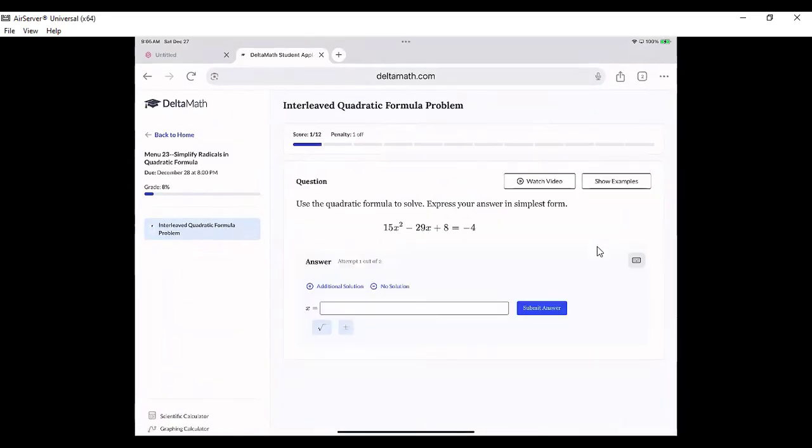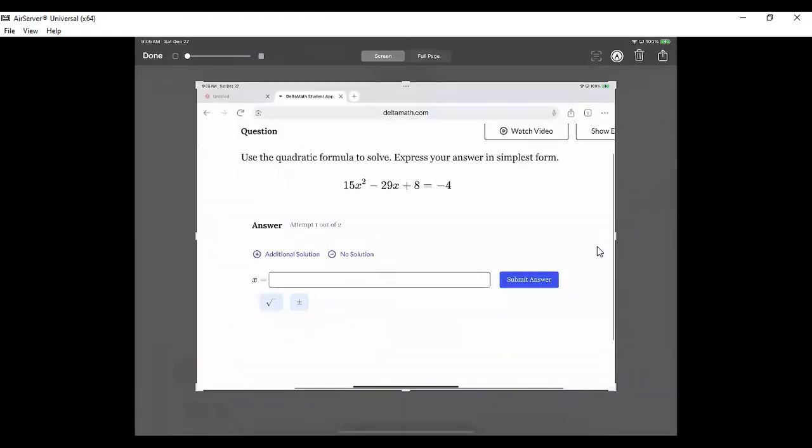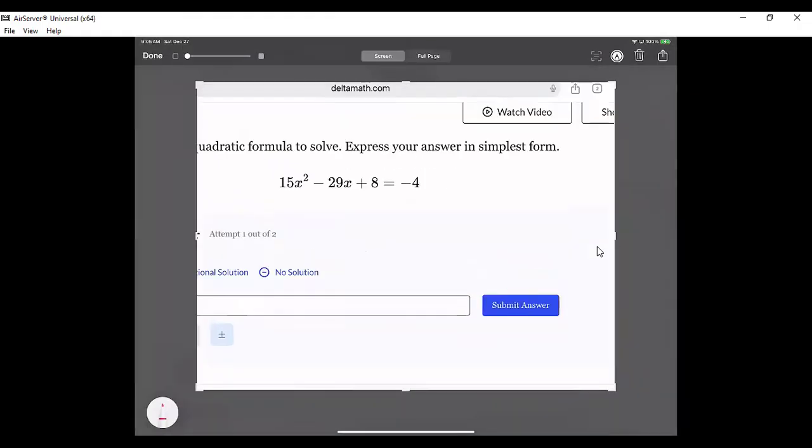All right, so this one, again, we have to make sure the quadratic equation is equal to 0. Right now, it's not, so I've got to make sure to do that. I'm going to do the opposite, so I'm adding 4 to both sides. So this is going to be 15x squared minus 29x plus 12. The A is 15, the B is negative 29, and the C is 12.